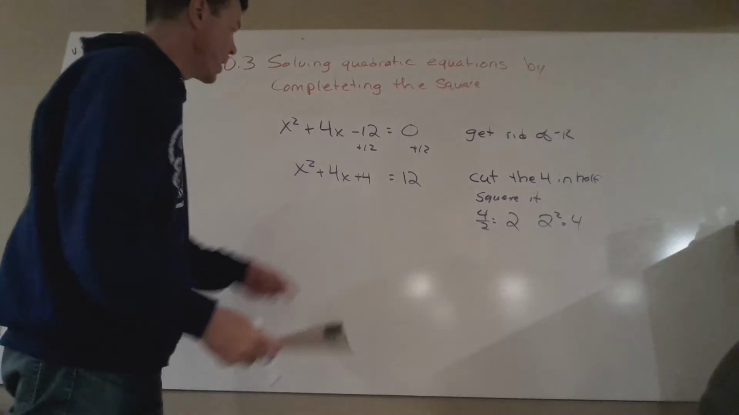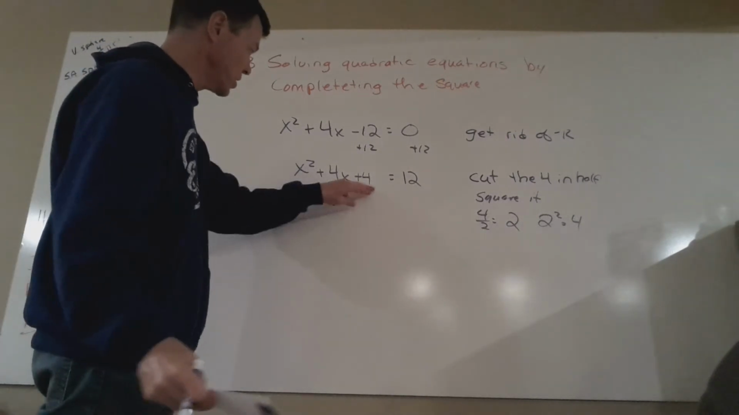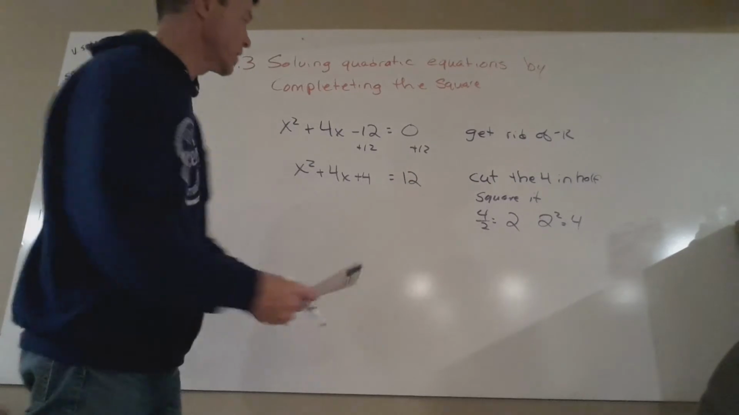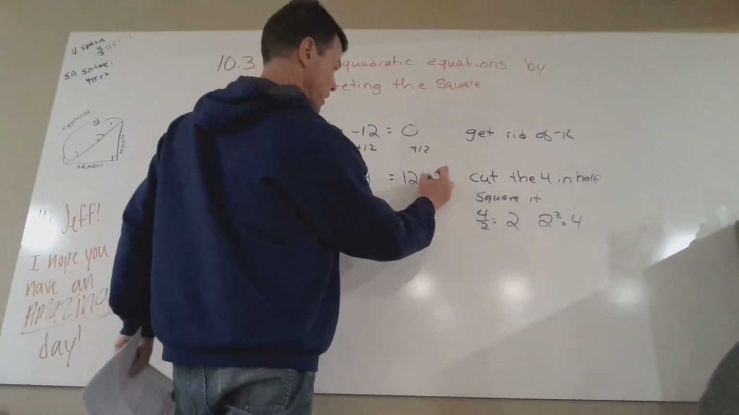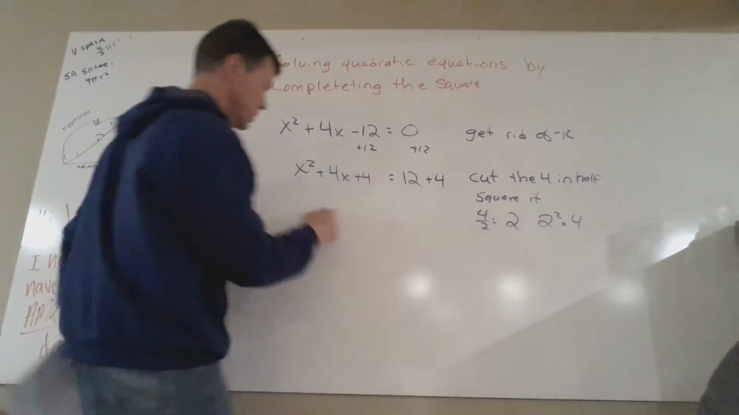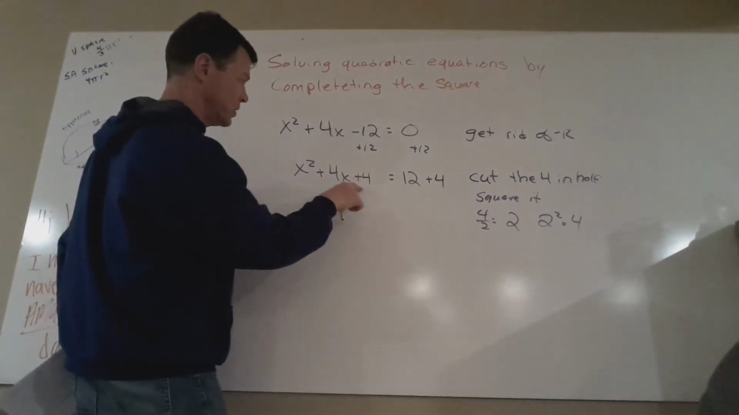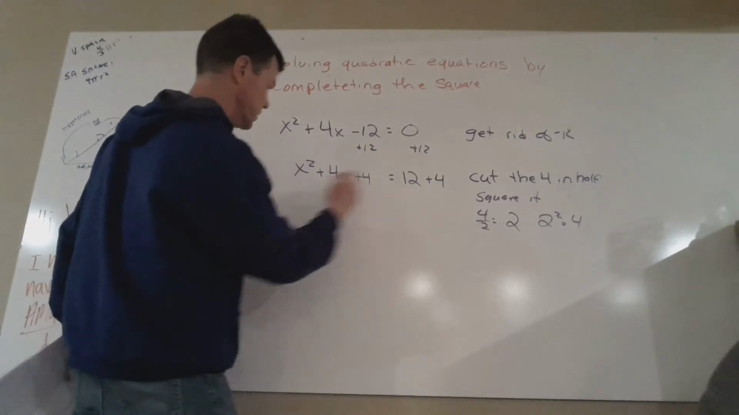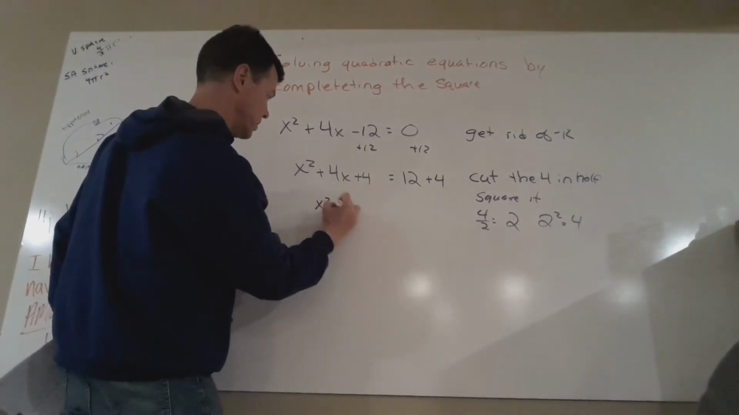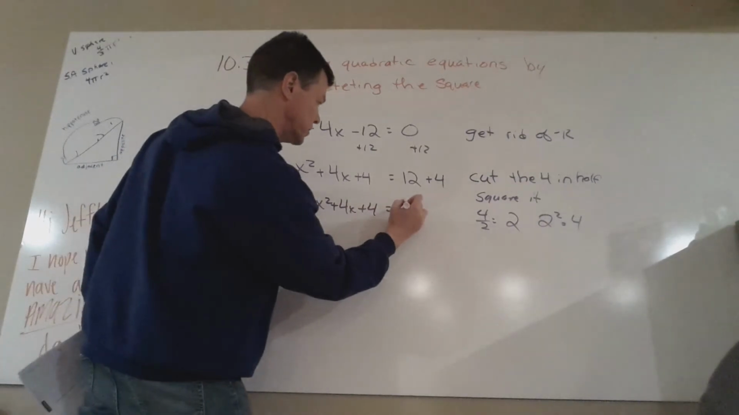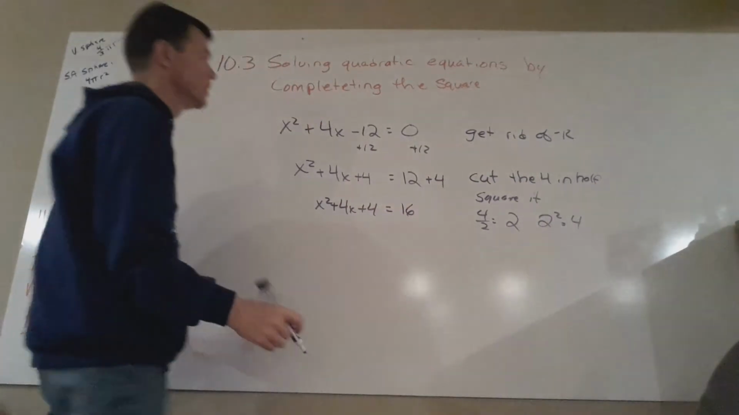Anytime I do one thing to an equation, I have to do the same thing to the other side. So on this side, we're going to add 4. So here's what we have. x squared plus 4x plus 4 equals 12 plus 4, which is 16. So x squared plus 4x plus 4 equals 16.